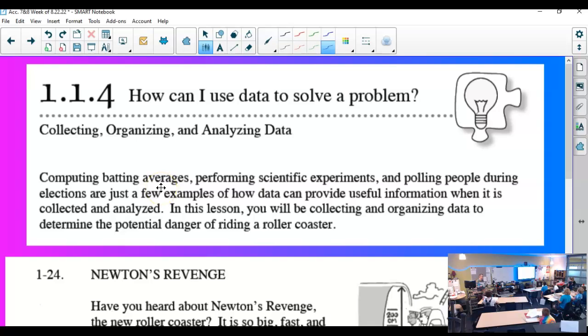So who knows who Newton is? So today's lesson is all about Newton. Actually, so we all have graph paper out, right?